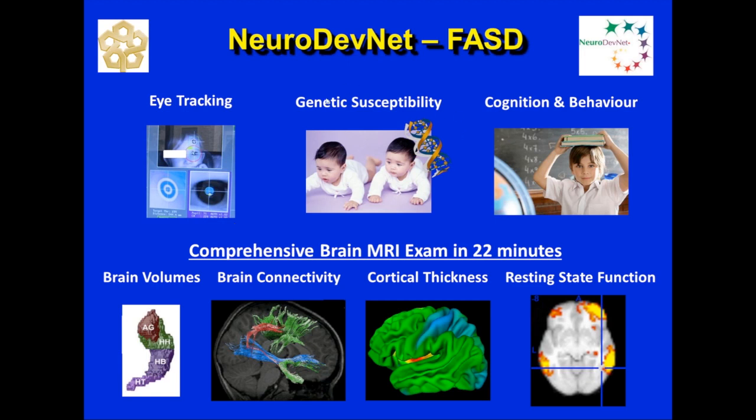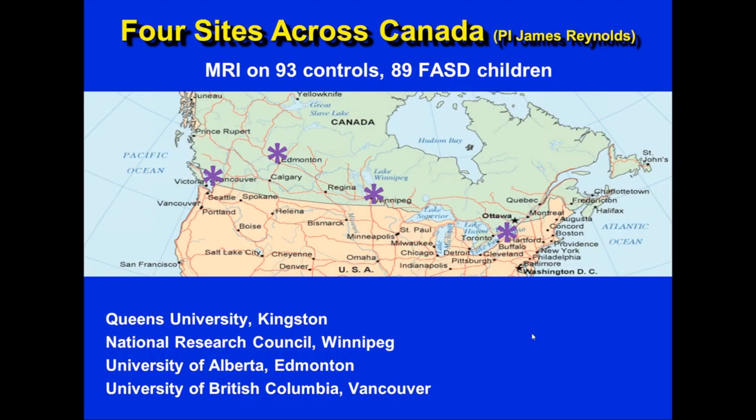We have genetic susceptibility, and we didn't have any of this genetics information in our previous samples. And then we have extensive cognitive and behavioral batteries. The goal is to compare all of this upper part to the actual status of the brain below.